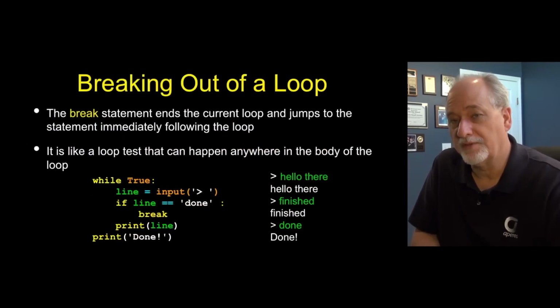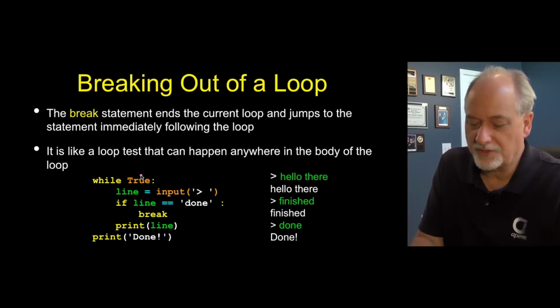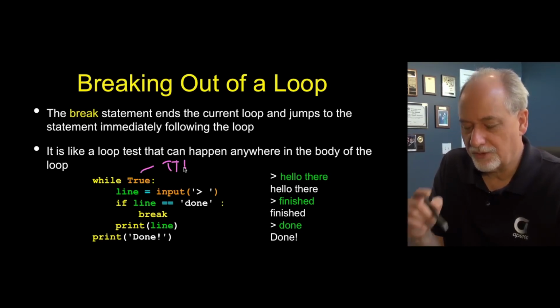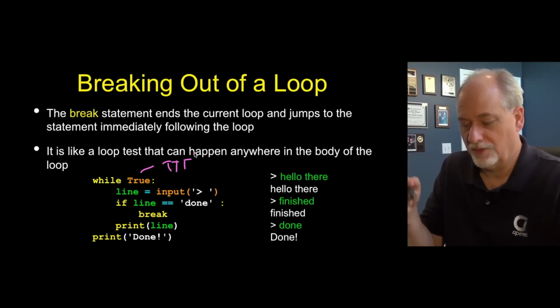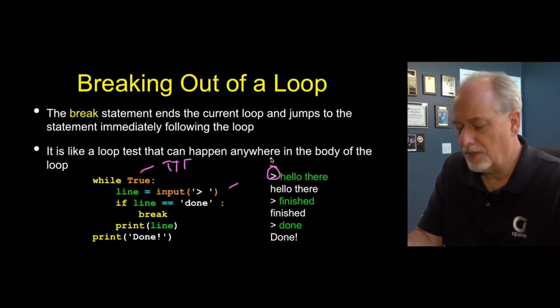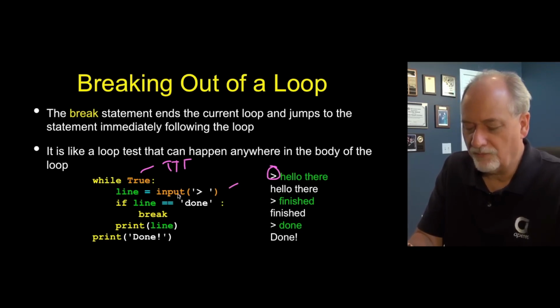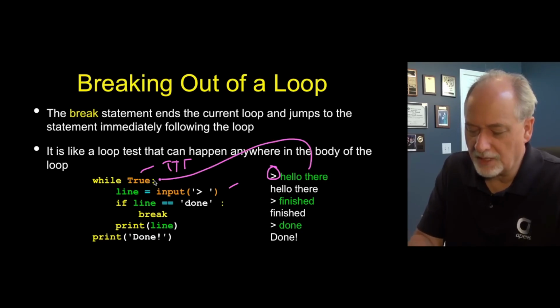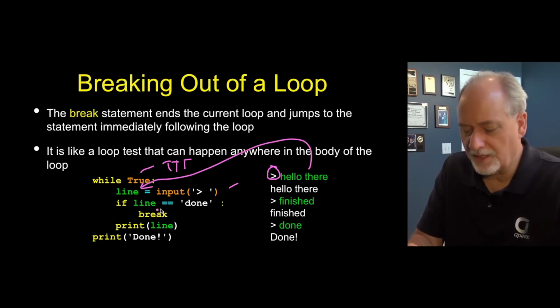So there's a couple of ways of getting out of loops. In this case, I'm constructing an infinite loop because remember the definition of an infinite loop: if this is going to stay true, well, true is the constant true. So this is going to run forever. And what it's going to do is prompt with a little arrow and then let us type and read whatever we type into the variable line. And then if the line is done, we're going to break.